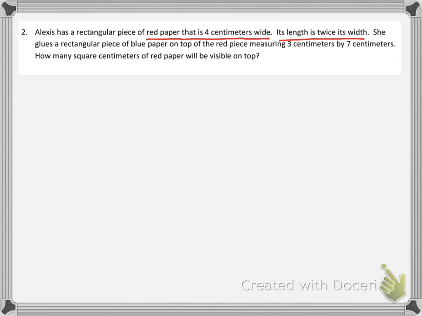She has a blue rectangular piece that's going to be on top, and that is the blue paper on top of the red, and that's measuring 3 centimeters by 7 centimeters. So the question is, how many square centimeters of red paper will be visible on top? So let's start making our red paper.